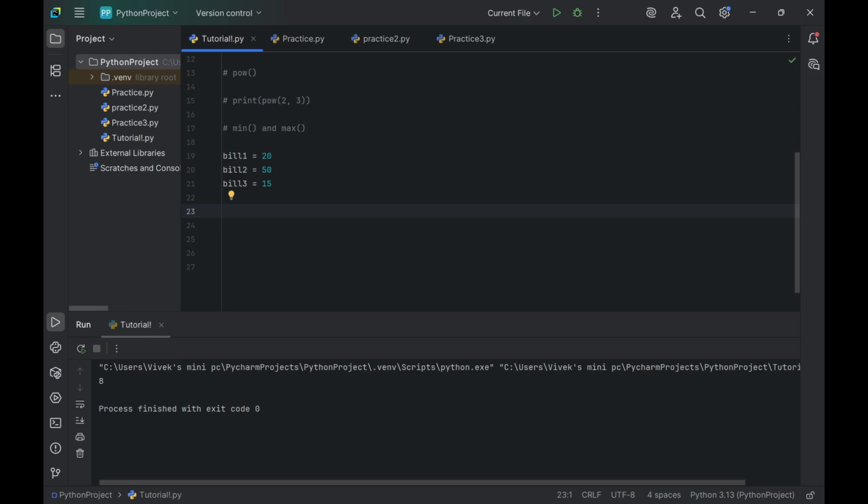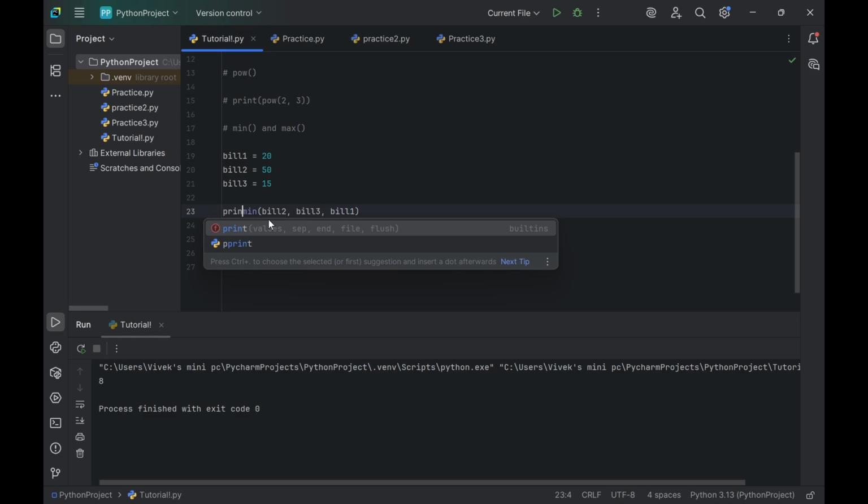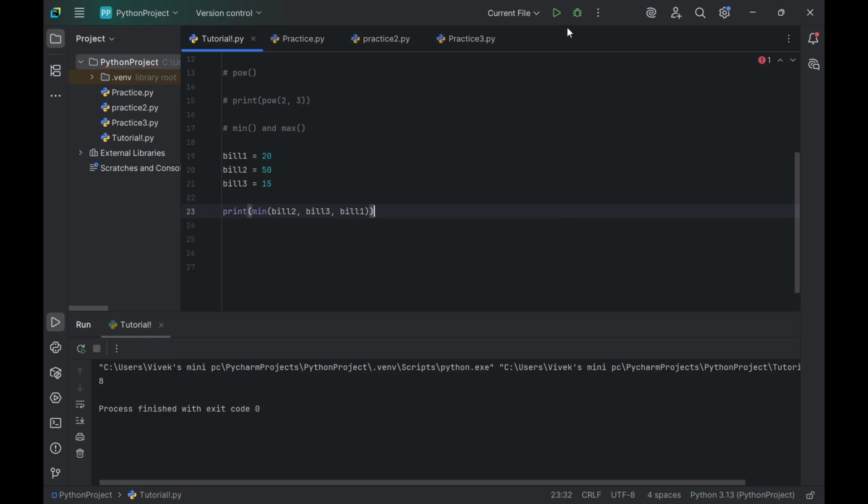What if I want to find the smallest bill out of this whole thing? I will type min and add my bills variable in. So min is bill 1, bill 2, and bill 3. Now I will print this whole function, and if I run the command, it's going to give me 15 because it took the smallest number out of all my 3 variables. I could make bill 4, 5, 6, 7, 8, and it's going to give me the smallest one.